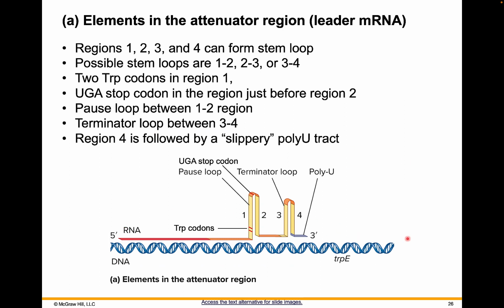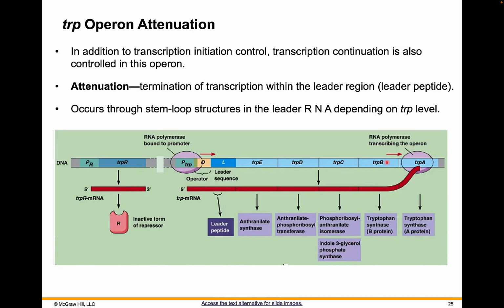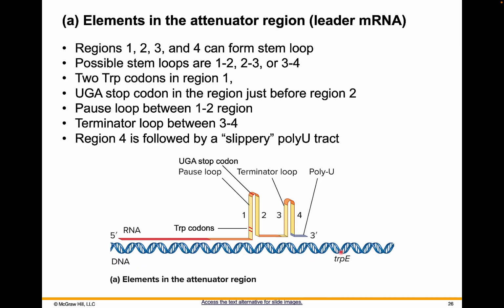And to understand this, we have to see the different regions. Here we are looking at only the trpE region. Remember that. After that, you have D, C, B, and A. We were just seeing that. And basically, this region is the leader region. In the leader region of the DNA, you have regions 1, 2, 3, and 4. Regions 1 and 2 can form stem loops, 2 and 3 can form stem loops, and 3 and 4 can form stem loops because they have complementarity. So you have possible loops 1-2, 2-3, 3-4.